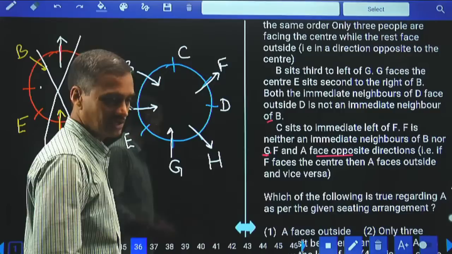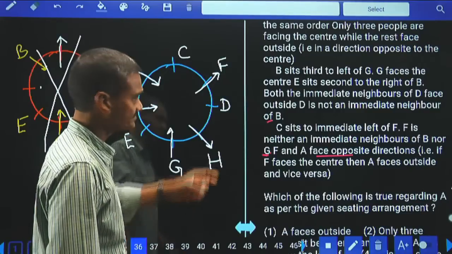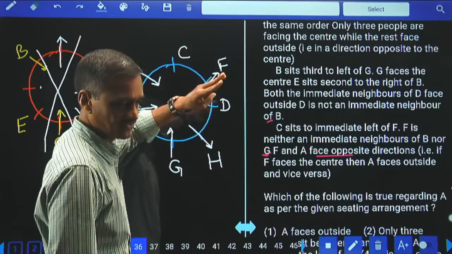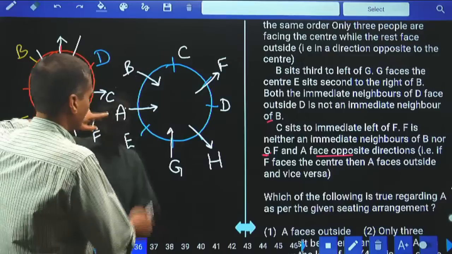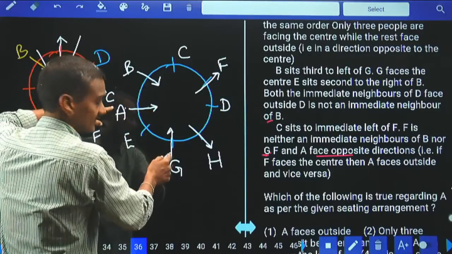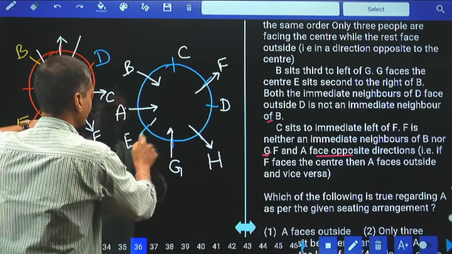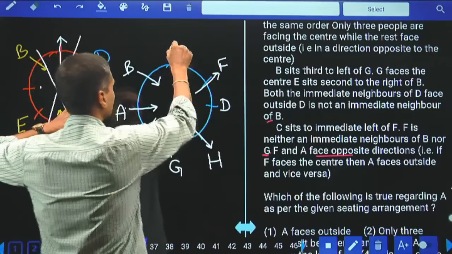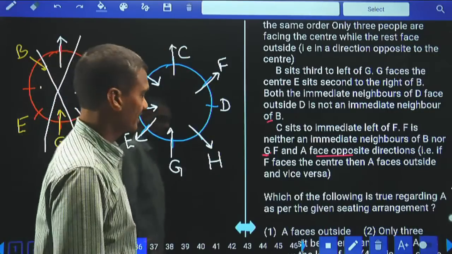Now, initially we were given that only 3 persons are facing towards the center. As of now we got that A, B and G are facing towards the center. Hence all the remaining persons must be away from the center. Done with this? Now this is the final arrangement.